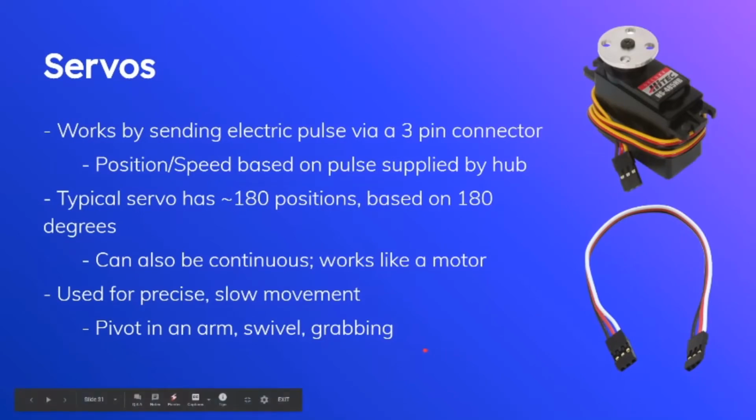And why would you use that? Anyways, you would use it for precise, slow movement, like a pivot in an arm or the swivel for that swivel drive base, and also for grabbing, like that claw grabbing thing that Tyler showed.